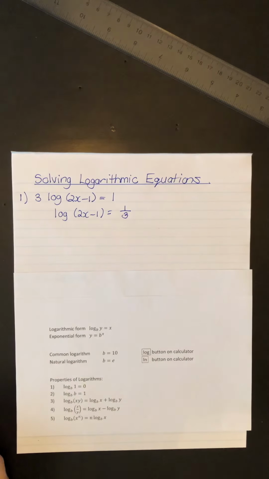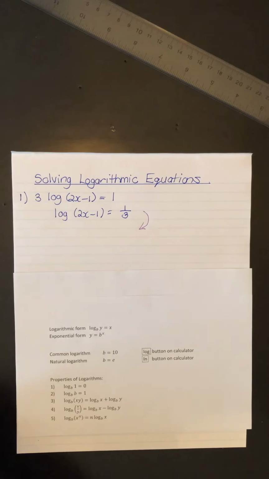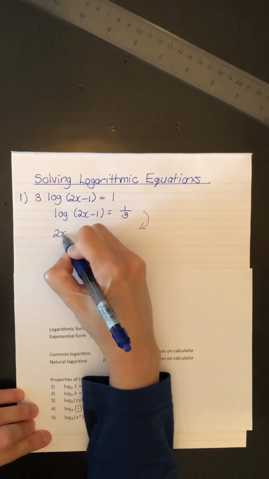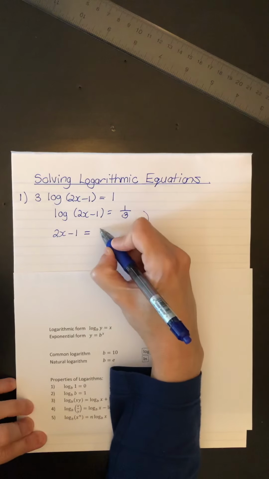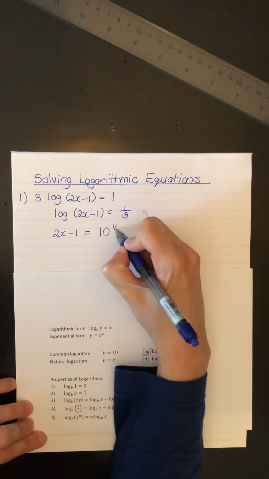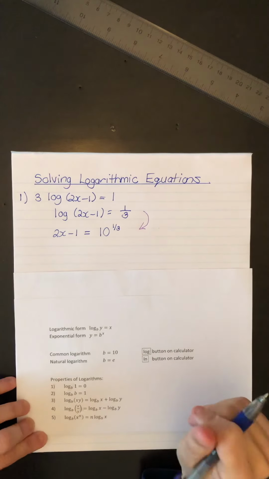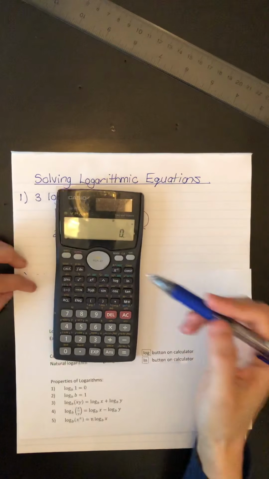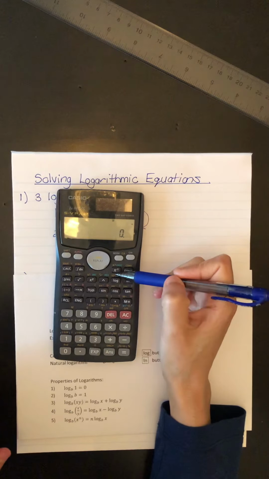So what we're going to do to solve this is the big switch to exponential form. So this means writing it 2x minus 1 is equal to, now here we write, the base is 10, the exponent is 1/3. You'll notice that the function 10 to the x is the inverse of the common logarithm.